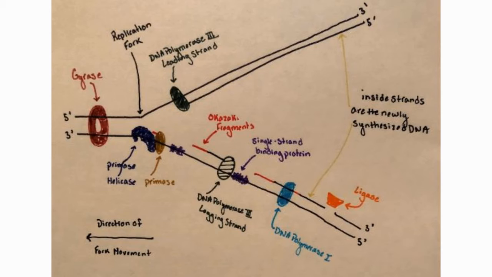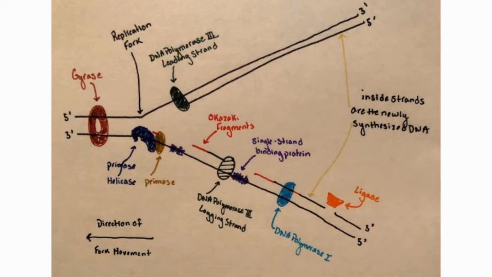In order for a new nucleotide to be added, it's required that there is a free 3' OH group. The next nucleotide will be added by forming a phosphodiester bond between the 3' OH end and the 5' phosphate end to the next nucleotide. RNA primase, which is this orange-brown here, synthesizes an RNA primer that provides a free 3' OH end to start the replication process.